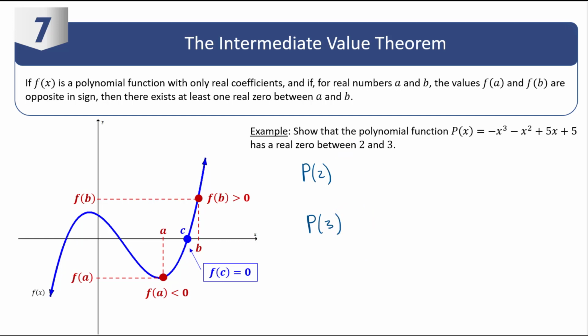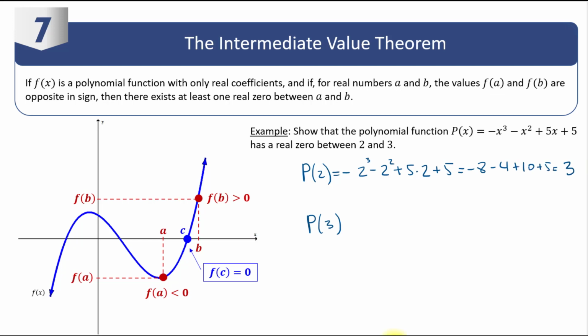Let's see. To find p of 2, I need to plug 2 into the function for every x. So it's negative 2 cubed minus 2 squared plus 5 times 2 plus 5. Please keep in mind that when we have negative sign in the power, if no parentheses are written, it means that power does not apply to the sign. So power only applies to the number. We're going to cube 2 and then attach that negative sign. We're going to square 2 and then again attach that negative sign. Negative 8 minus 4 plus 10 plus 5.